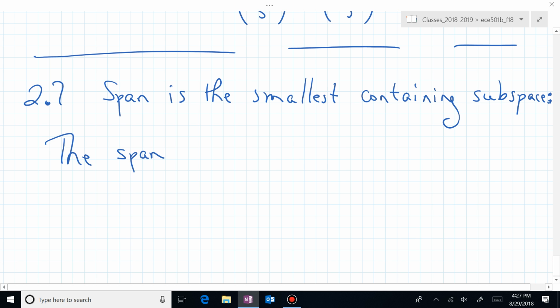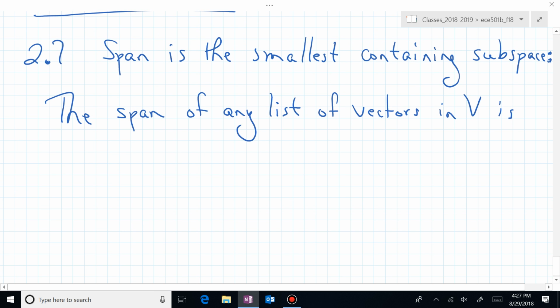Or the span of any list of vectors in the vector space V is in fact a subspace of V. In our last example, what was the span of our V1, V2? What was the subspace that it spanned? It spanned all of V, didn't it? V was R2. It was the full space.